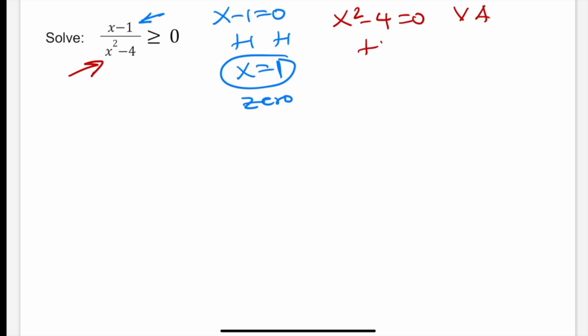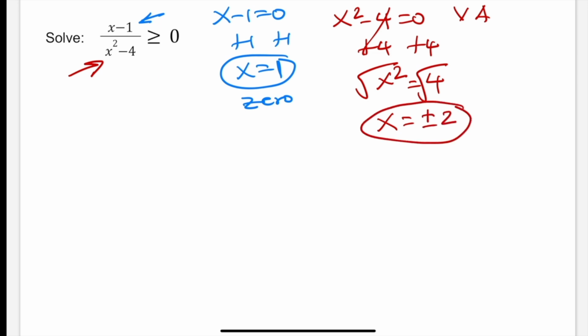Plus 4, plus 4, cancels. x squared equals 4. Square root: x equals, don't forget the plus or minus 2. And these are my vertical asymptotes. Now what I do is I do my number line, and I'll show you the graph in a minute.